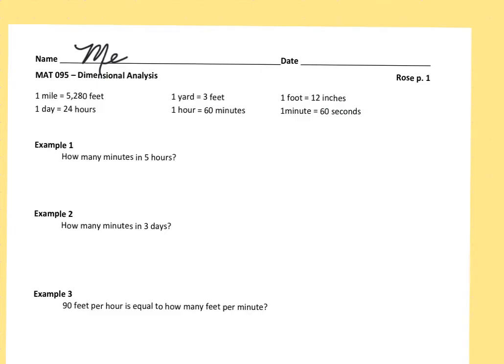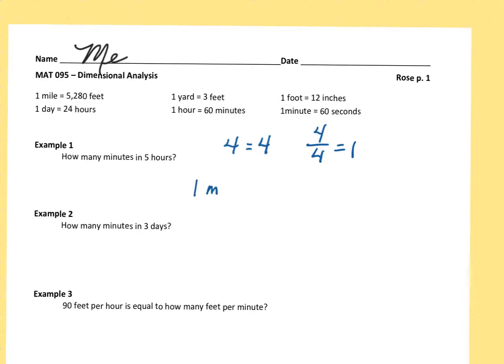As you can see at the top of the page, I've provided you with some conversion facts. 1 mile equals 5,280 feet. 1 day equals 24 hours. Each of those is true. And what is on the left side of the equal sign, of course, is equal to what is on the right side. So just like 4 equals 4, so 4 divided by 4 equals 1.